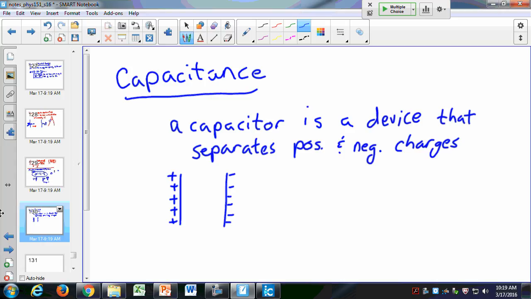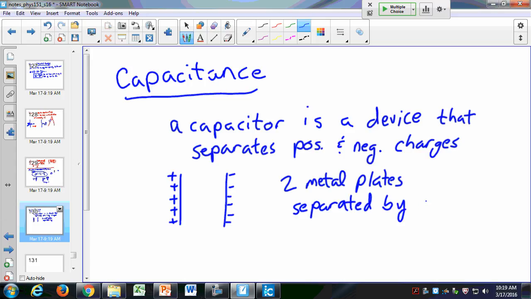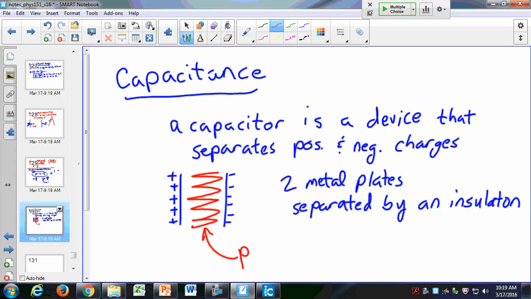It typically consists of two metal plates. And often these are separated by an insulator. I'll show you a video next time where we'll take apart a capacitor. But it's just two metal plates that are separated by an insulator. So usually that's going to be a piece of paper. Serves a couple purposes. We'll talk about it next time, but I think we'll stop there.